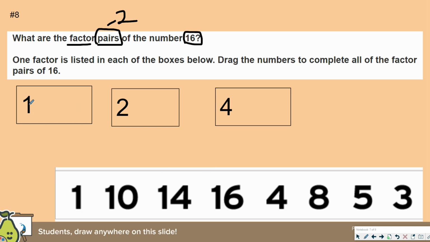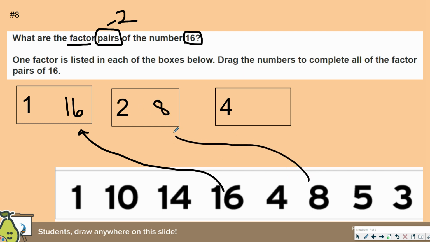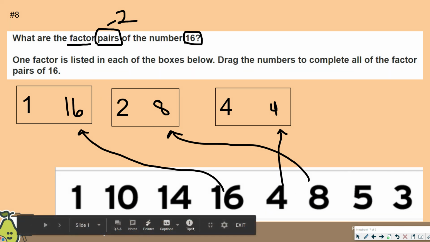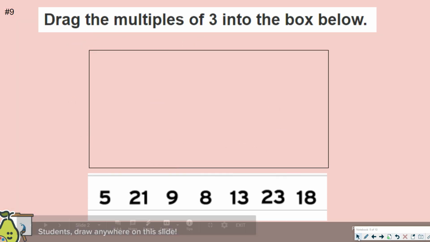So I would say 1 times 16. So I've used that one. I would have dragged that up there. 2 times 8 is 16. So I would have dragged that one up here. And then what do I multiply by 4 to get 16? 4 times 4. And so I would have dragged up the 16, the 8, and the 4. And I would have left the 1, the 10, the 14, the 5, and the 3 as not being dragged up. Okay. All right. Number 9.